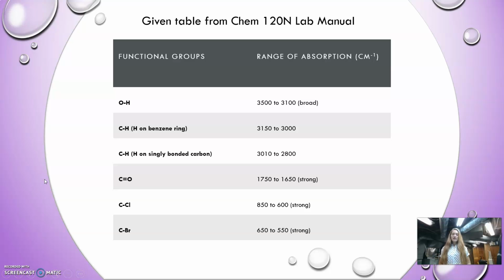And this is basically the key to the graph. Looking at your functional groups and your range of absorption, if any of the spikes in our graph are shown around these numbers, then we'll know if it is any type of OH, CH, COO, CCl, or CBr.